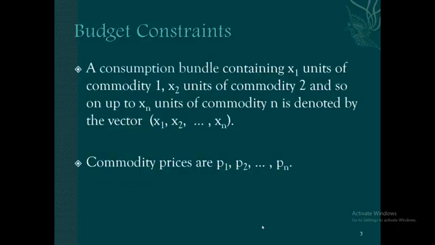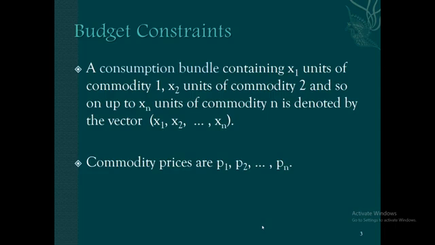Like as I said, I'm going to talk about the budget constraint. Let's first define what a budget constraint is. A consumption bundle contains x1 units of commodity 1 and x2 units of commodity 2, and so on up to xn units of commodity n, denoted by a vector, the x1 to xn vector. So this says that you have a bundle which is available at your disposal, basically for your choice.